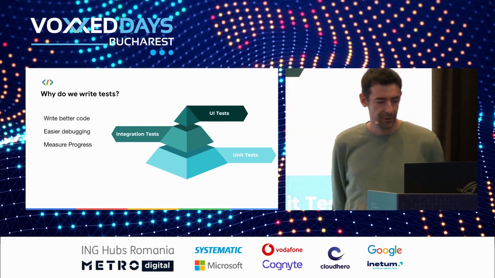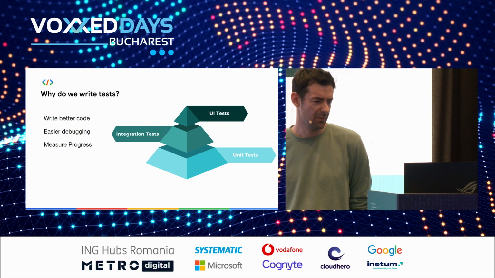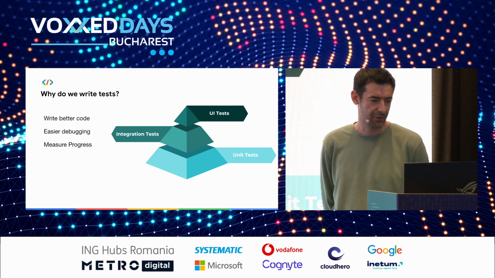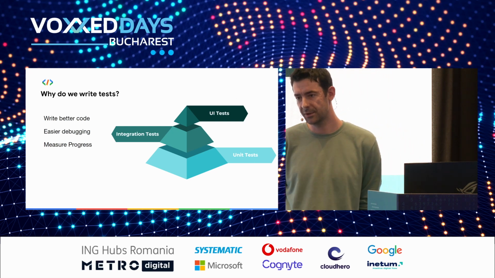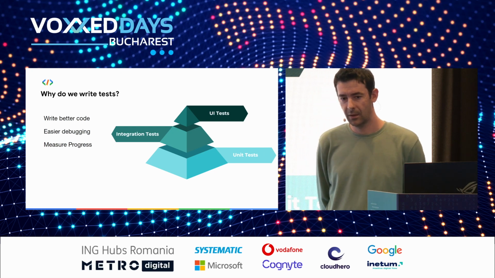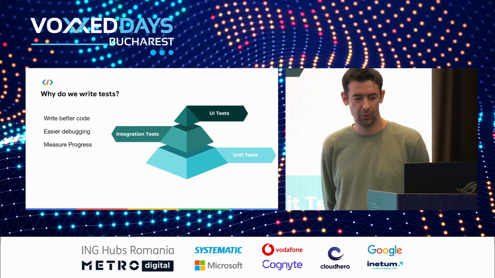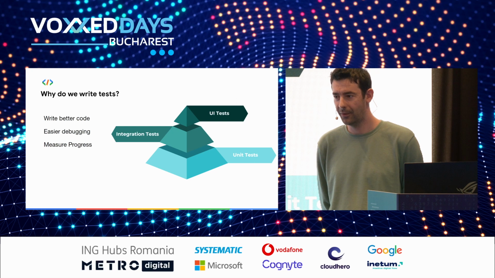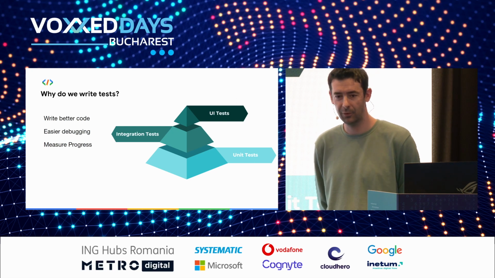The third reason is, although there's a lot of controversy with that, to measure progress, and by progress I mean test coverage. The rule of thumb is that the more the better. Although, as I said, this is a controversial topic because higher coverage doesn't necessarily mean that you have no bugs in your code.